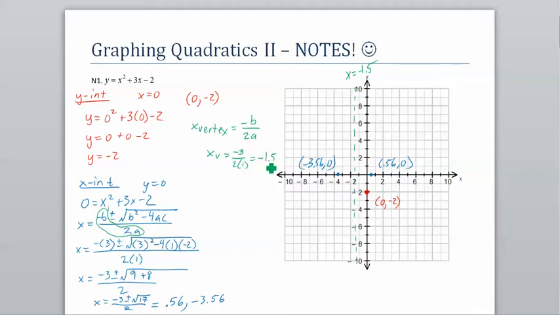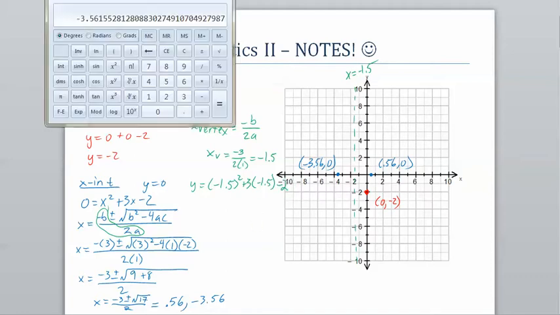So in order to do that, we're going to take the x value of the vertex. And how do we get a y value? Well, we plug it into the equation. So we're going to go y equals negative 1.5 squared plus 3 times negative 1.5 and then minus 2. And we're going to solve that. I'm going to go ahead and use my calculator here. So we're going to go 1.5 and then square it. So we're just going to go times another 1.5.